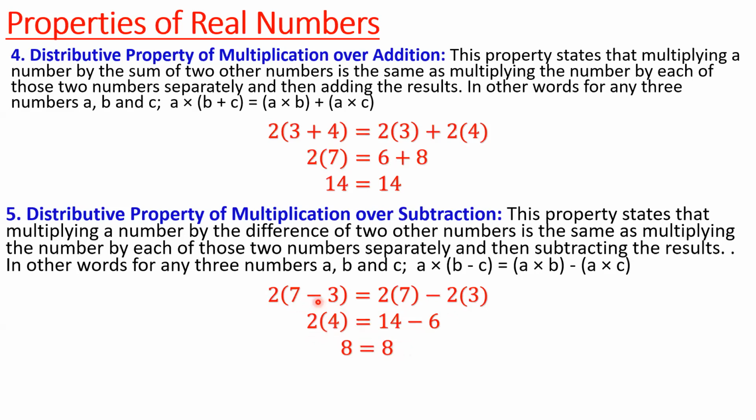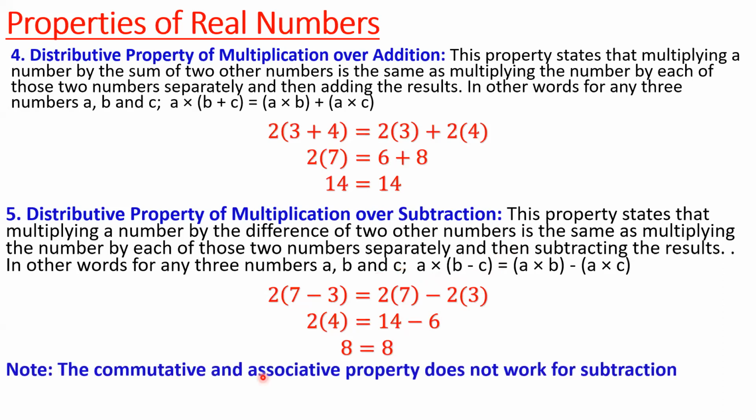It says that you would go inside the bracket, 7 minus 3, and do the 4 and multiply by 2, which gets you 8. Or you can say, let's just multiply the 2 by 7 first and then multiply the 2 by 3, then subtract it and still get 8. You understand? And that's what the distributive property of multiplication over subtraction states.